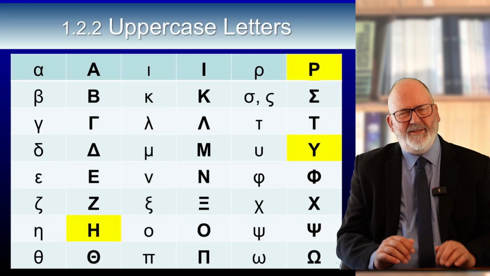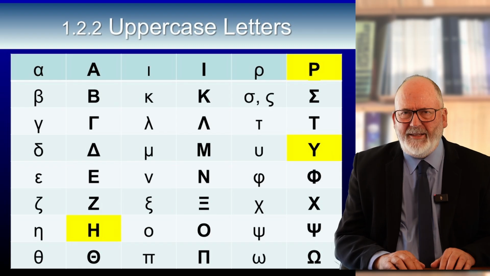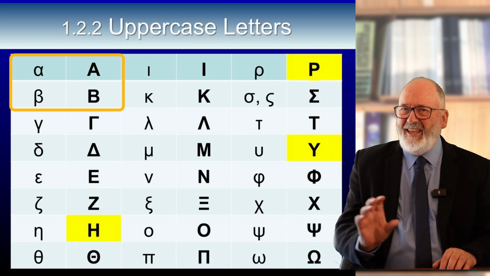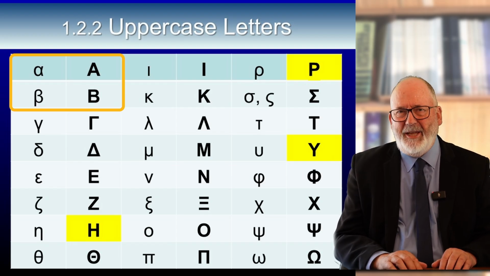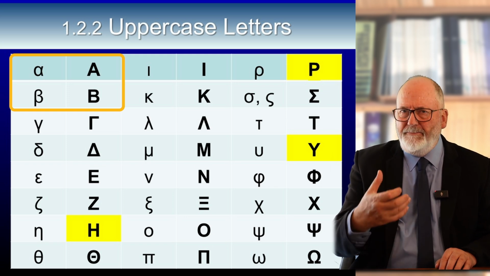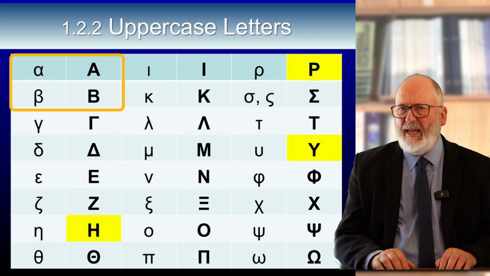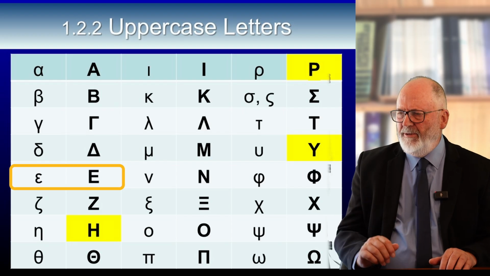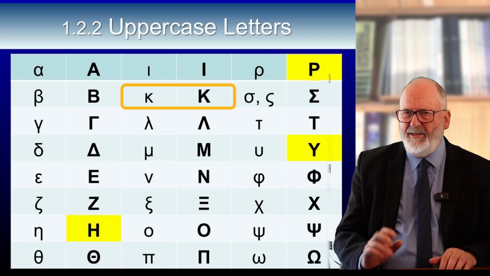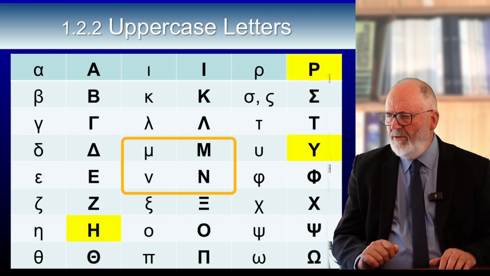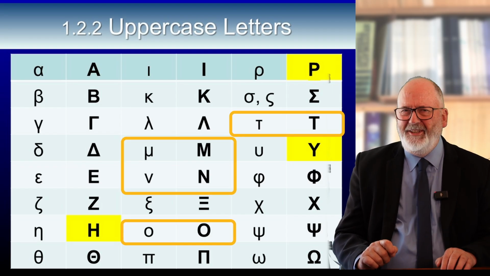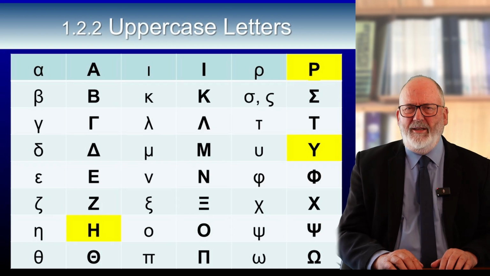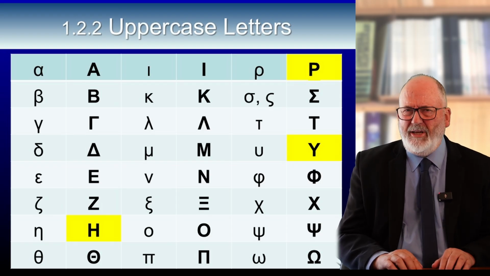Most of the Greek capital letters look pretty much as you might expect. For example, alpha represents an A sound, and the capital alpha looks very much like the English capital A. Beta, representing a B sound, looks very much like an English capital B. And so on for epsilon, looks like an English capital E. Kappa looks like an English capital K. Mu, nu, omicron, and tau. So those letters look easy to learn, don't they? It's not unlikely you will recognize some of the others that don't look like English capital letters.